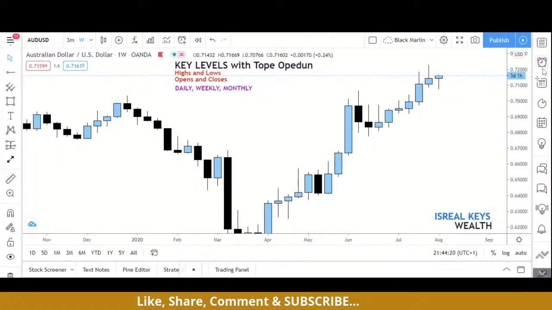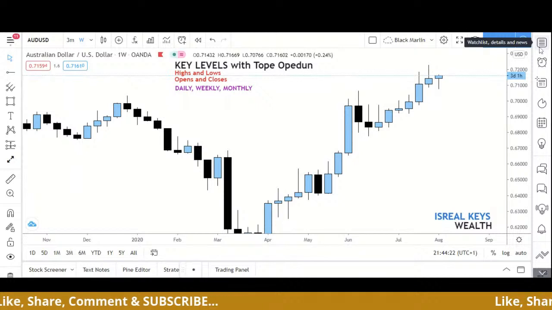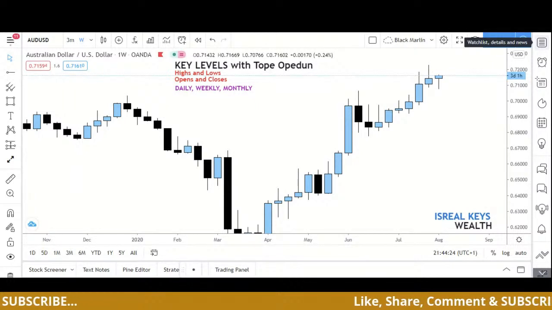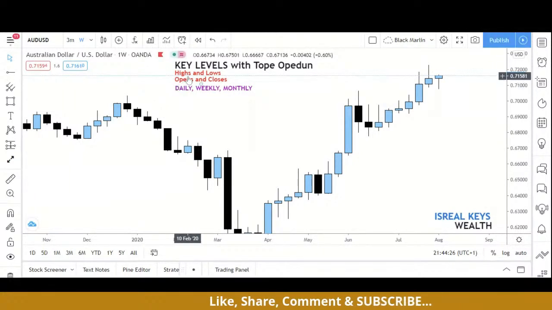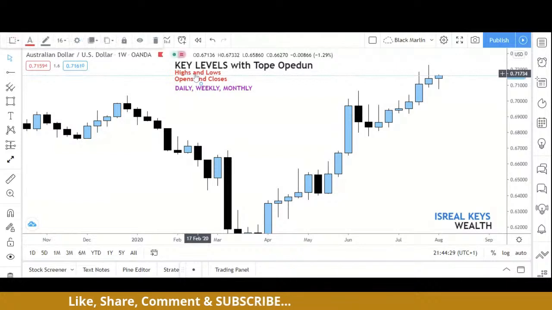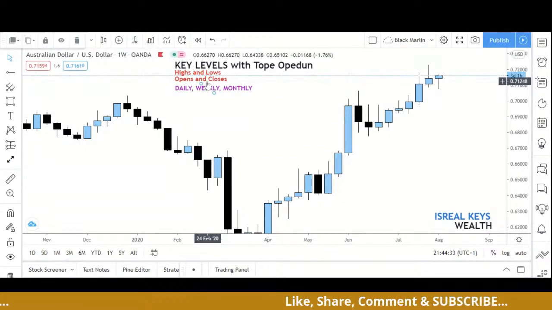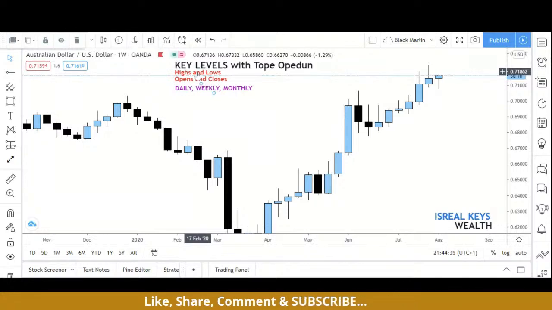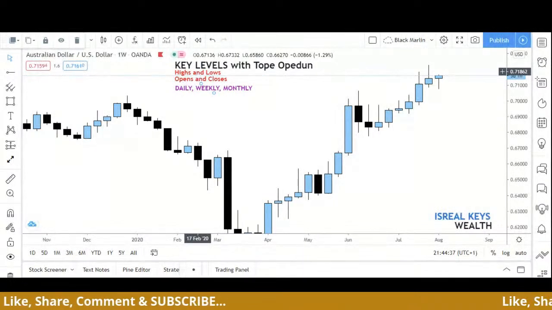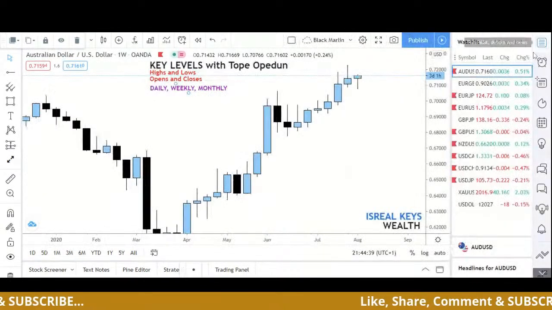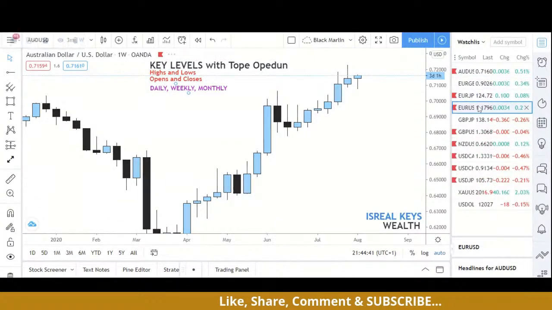So let's check out another pair and let's identify key levels. So we wouldn't just say this only happens on AUD USD or only happens on one pair. It happens across the board. Let's go to Euro USD.